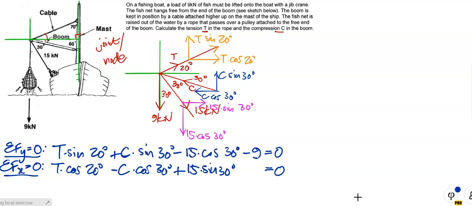Solve it simultaneously so that you find the value for T and the value for C, and that is the compression and that's the tension in the cable and the boom, and then it will be job done. Okay? Right, I'm going to see if I can give us some space here, make it smaller and solve it my way. And do it your way, stop the video, and see that you get the same answers. If you get the same answers as me, then you're doing well. Okay?